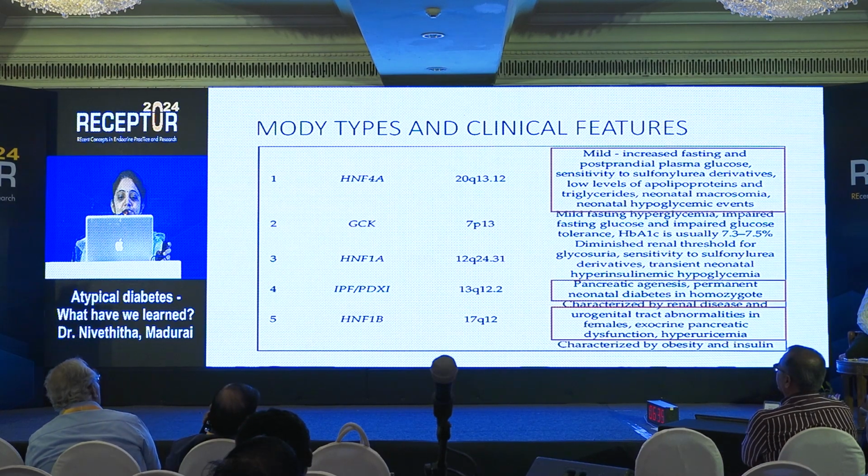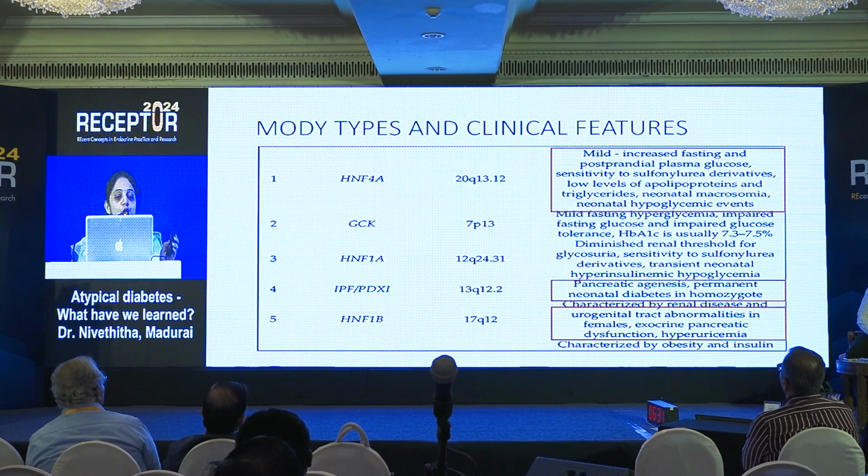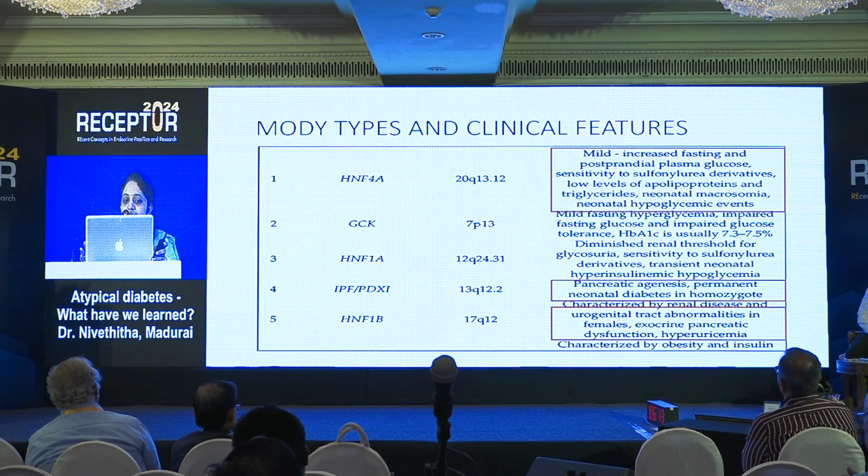But another thing is they have a very excellent sensitivity to sulfonylureas, especially MODY1 and MODY3. 0.5 milligram of glimepiride or 30 milligram of gliclazide, they do excellently well, like MODY1 and MODY3. So that is why we need this kind of sequencing. Though affordability, like we have always discussed, is the problem, still it makes a big difference in their quality of life.